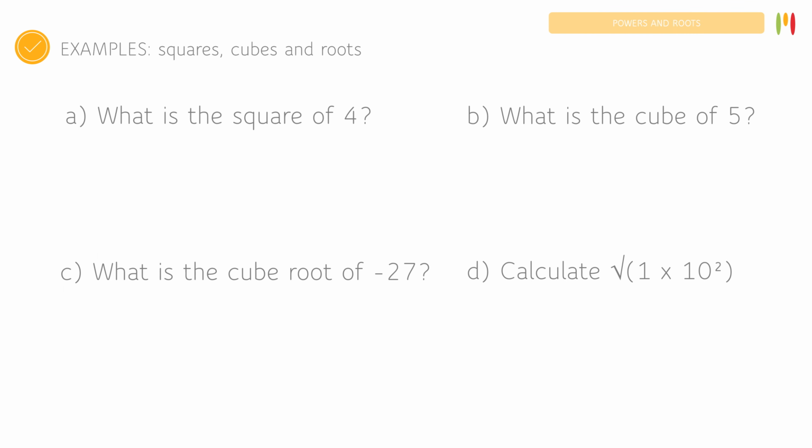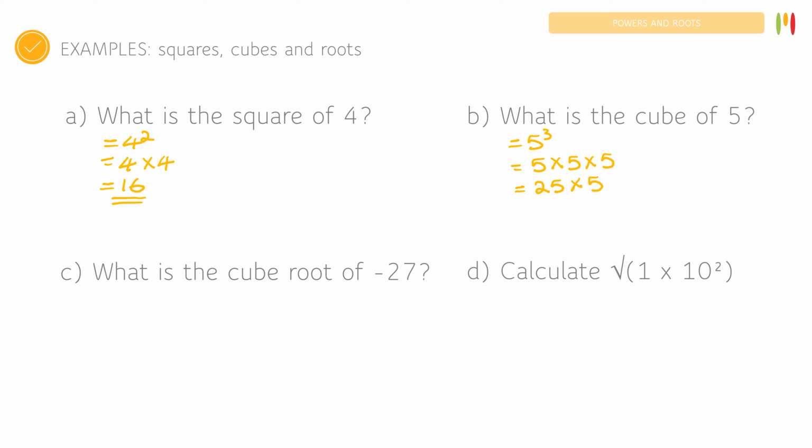Question A wants us to find the square of 4. So 4 squared is 4 times 4, which is 16. Now let's move on to B. 5 cubed is 5 times 5 times 5. We know 5 times 5 is 25. So we can write this as 25 times 5.